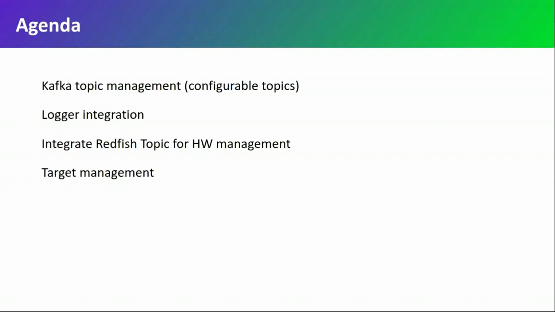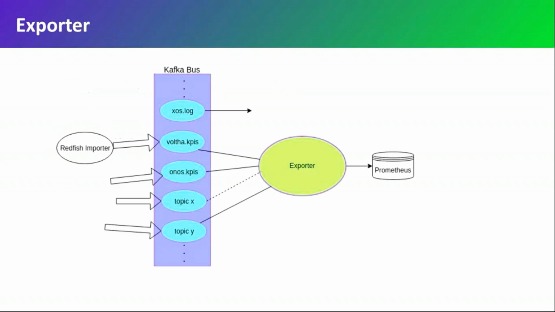What I have understood about the existing exporter is that we already have an exporter written. There are a couple of things. One is the topic management. Let me open this particular diagram. Here we can see the exporter is pulling data from various Kafka topics, in this case VOLTHA.kpis and onos.kpis. Currently the exporter is designed to work with these two topics, so those are hard-coded topic names.